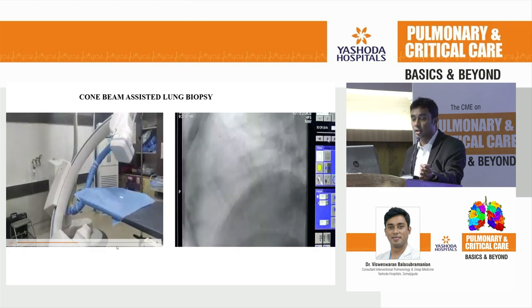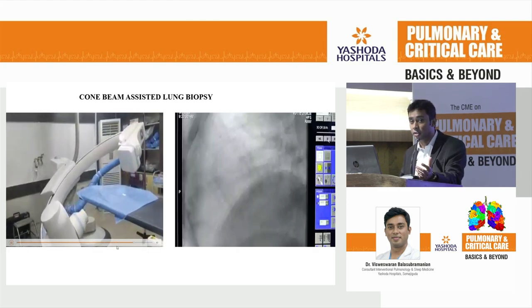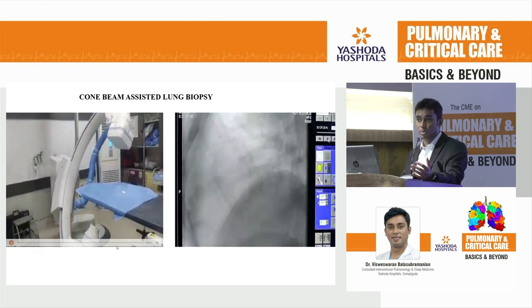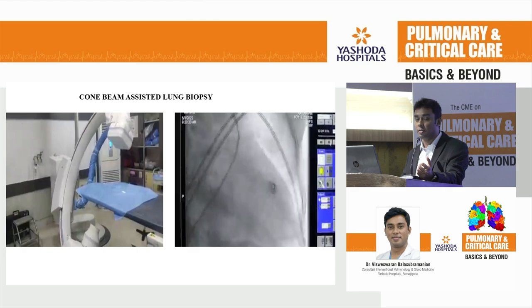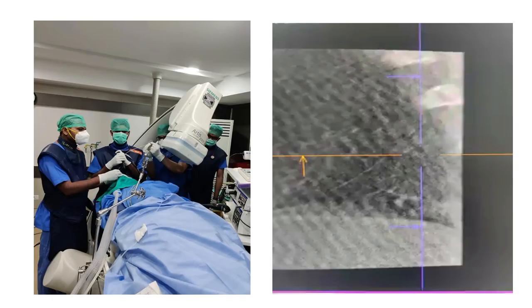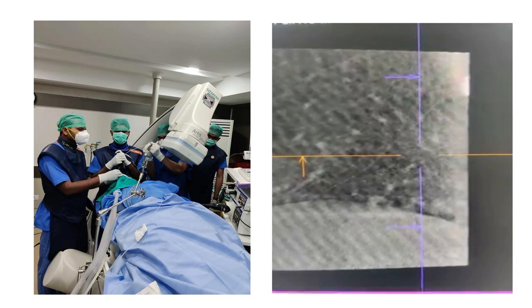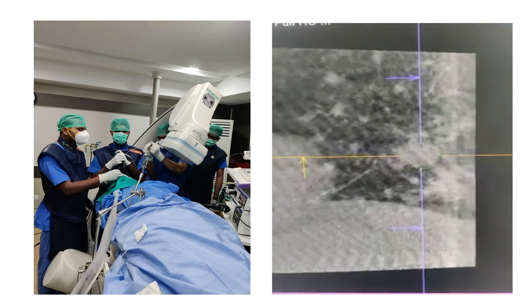Just like our cardiology colleagues and interventional radiology use a CT scan while doing their procedures, pulmonologists have also started using the CT scan. So while doing bronchoscopy, we keep the patient in a CT console room, we do the bronchoscopy. Now you can see that this is how we are doing. We are doing the bronchoscopy, and the cone beam CT is there, and it clearly shows us where the nodule is. Now you can see the nodule being marked in the cone beam CT.